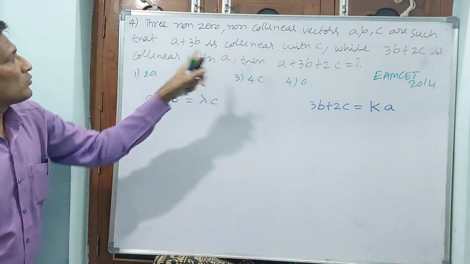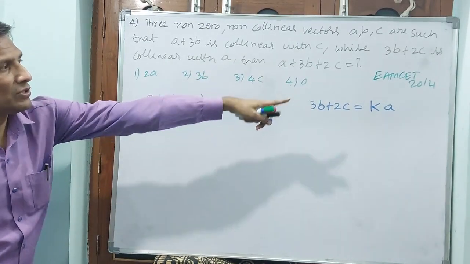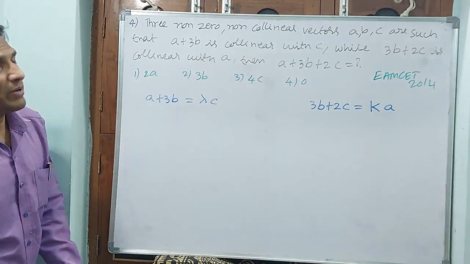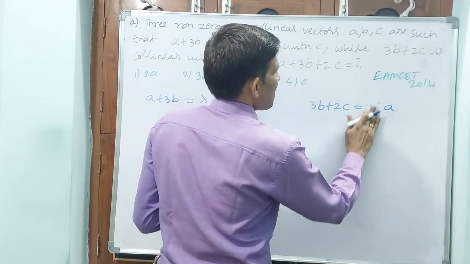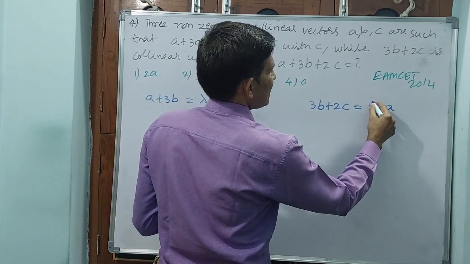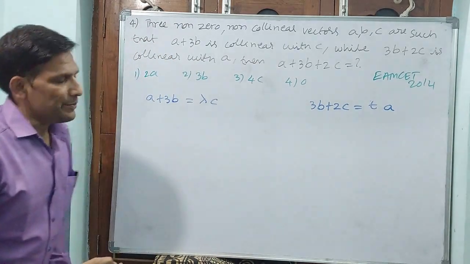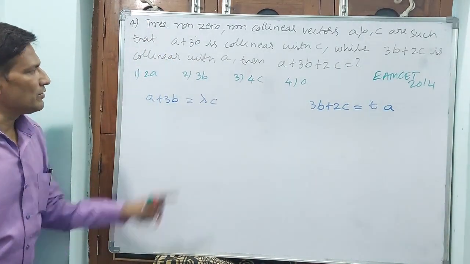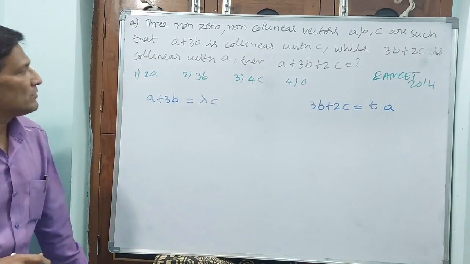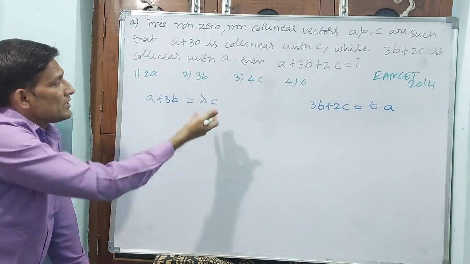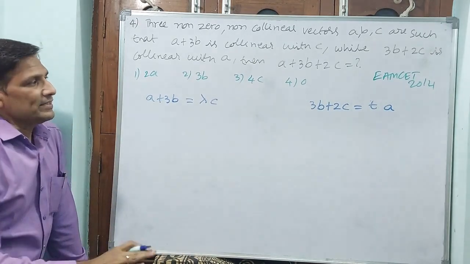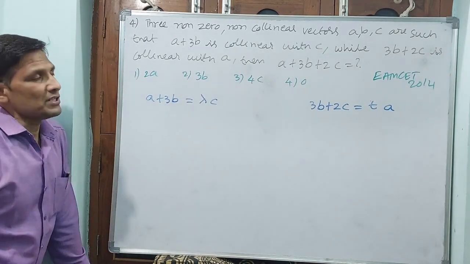Okay. 3B plus 2C is also collinear with A. That means we have to multiply with a constant, K is a constant, or lambda, or T, you know very well. You take T only. T times A, where T is a constant, and lambda is a constant, we know. Now you see, this part is collinear, and this part is collinear. You take these two as two equations.